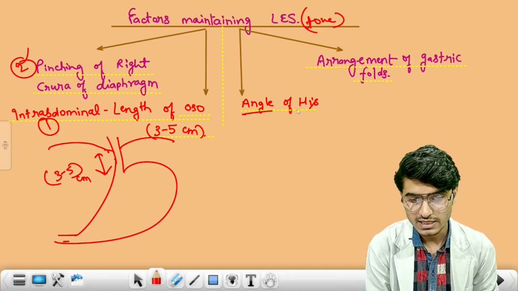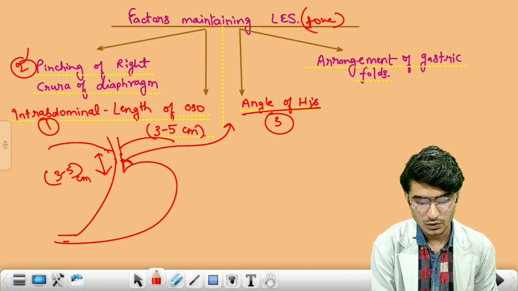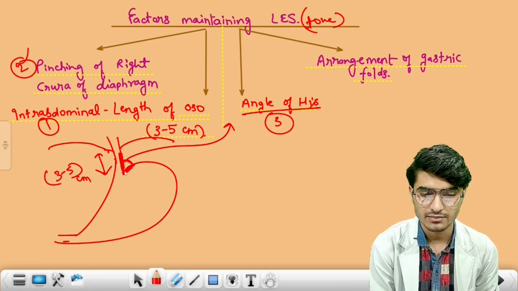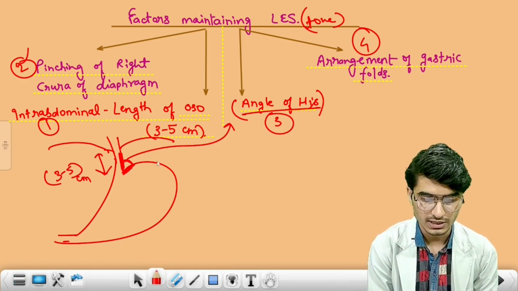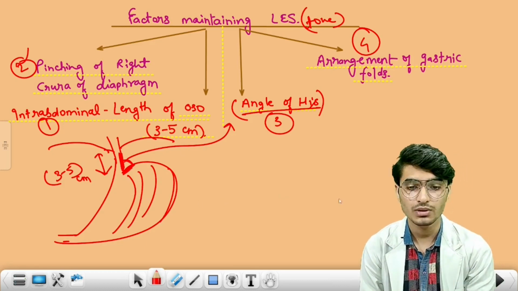The third factor is the angle of His. This is the angle of His, the angle between the LES and the fundus, right? The fourth factor is the arrangement of gastric folds. These are the gastric folds, maintaining the LES in its position.